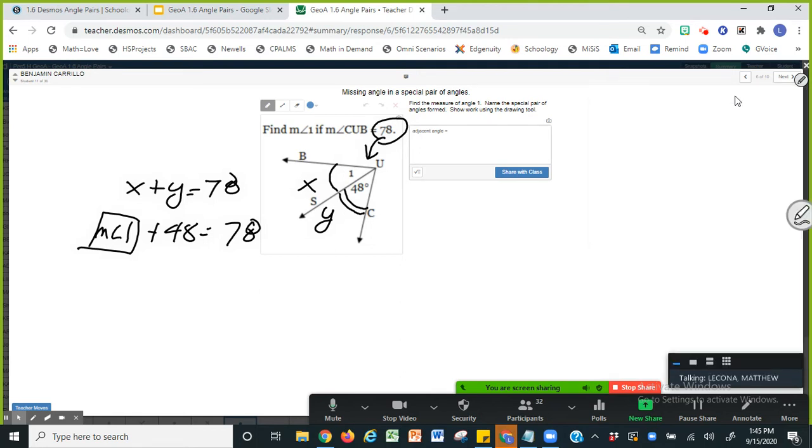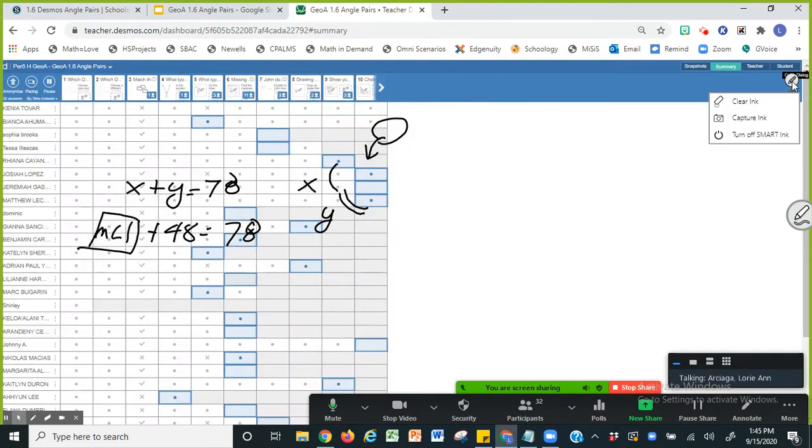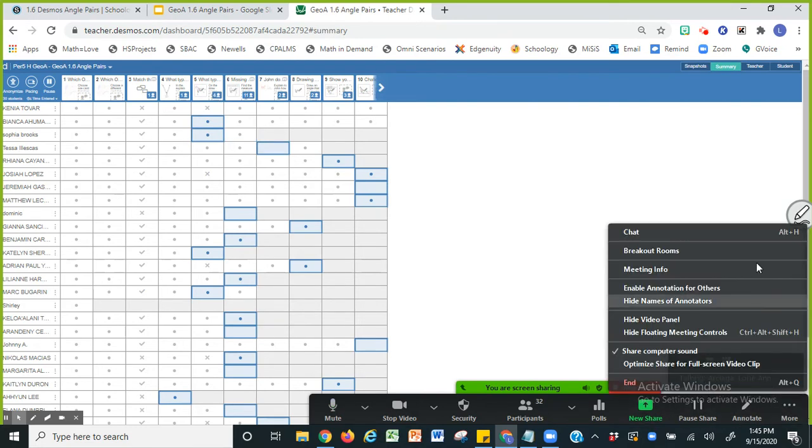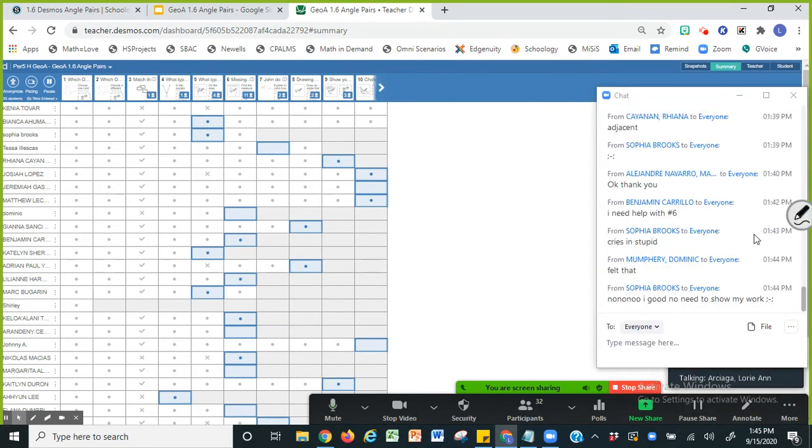Miss Arciaga, yes, you can help me with number 10. Okay, give me 1 second. I promise that I'll help Sophia next. Sophia, is there anything else I can help you with?